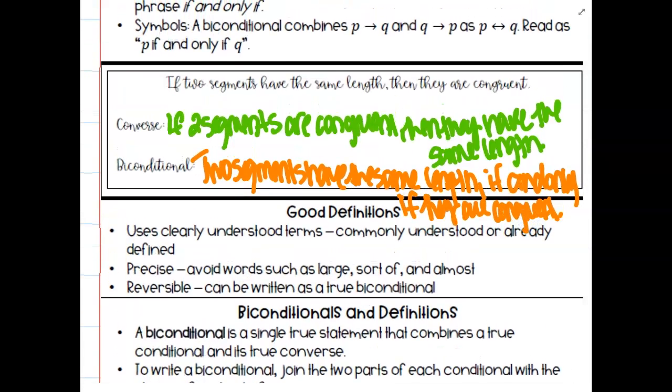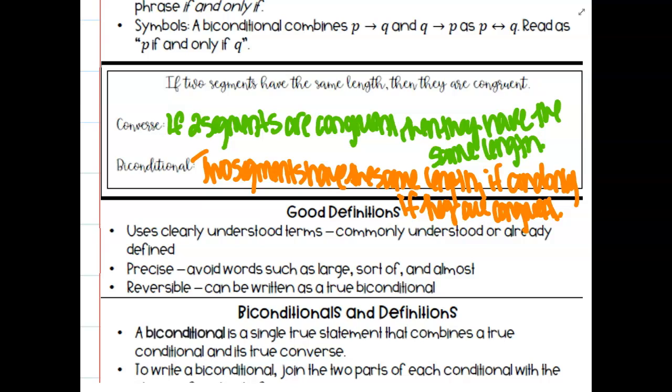Going back here to that last little bullet, we talked about the symbols yesterday. The symbols for your conditional is if P then Q, so P, arrow, Q. If I do the converse, it would be Q then P. For the biconditional, if it is a true biconditional, you're going to write P, and then an arrow with both ends on it, and then Q, and you read it P if and only if Q. That's what the biconditional symbol looks like.